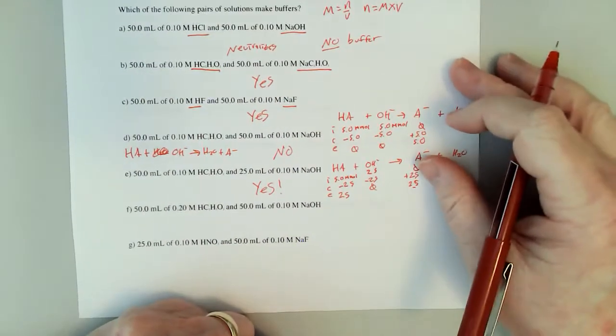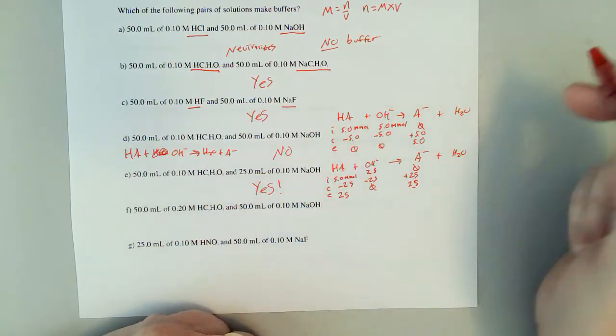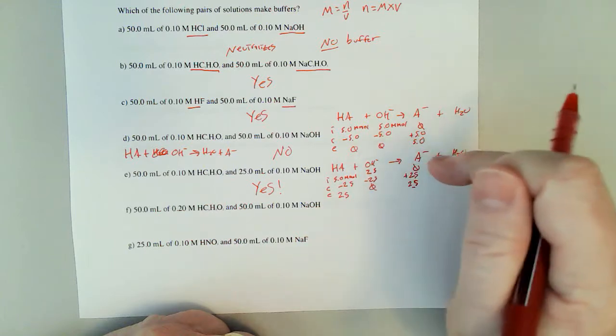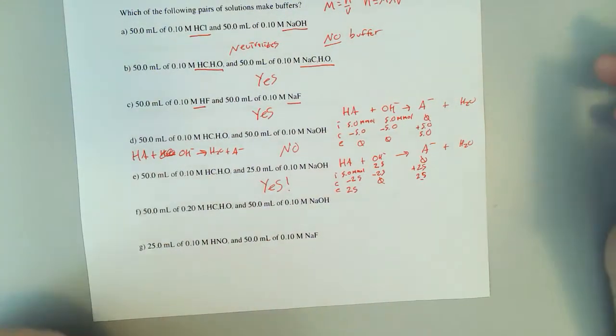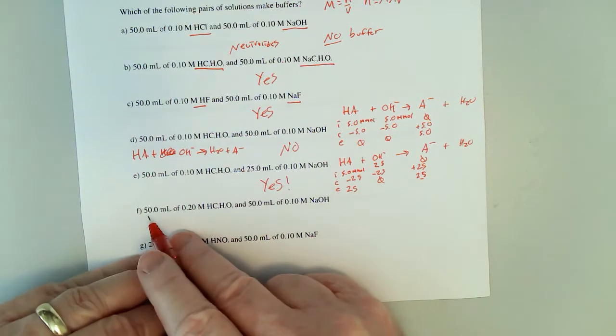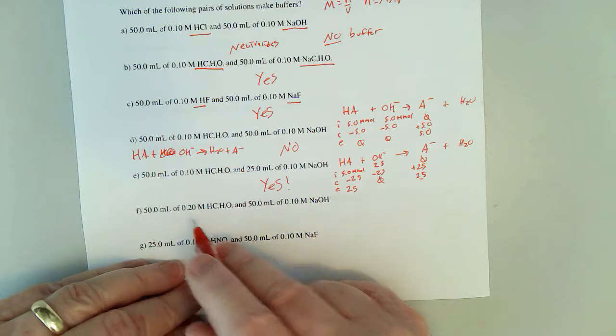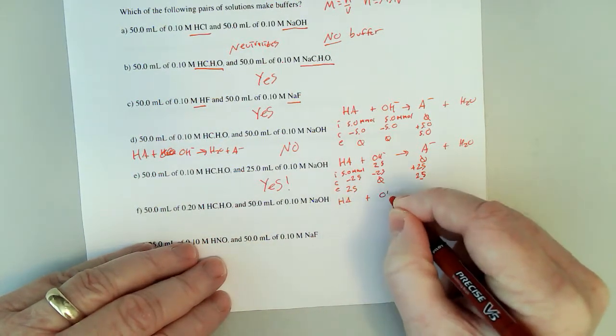So the way we actually make a buffer in the lab is we take acetic acid and we do add NaOH to it. Okay, that produces the A minus. That's how we produce sodium acetate to begin with. So, in this case, 50 milliliters of 0.2 molar acetic acid. Okay, same reaction again.